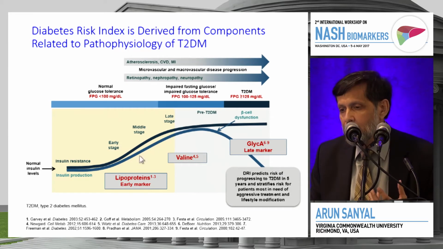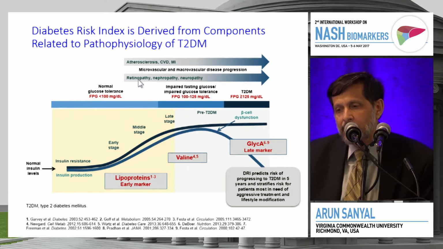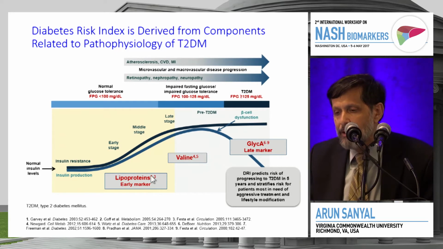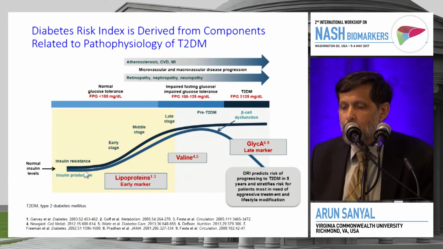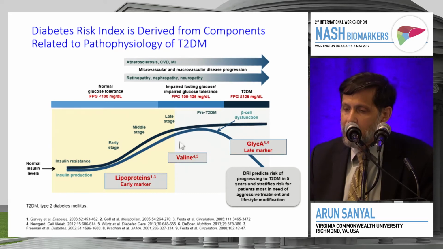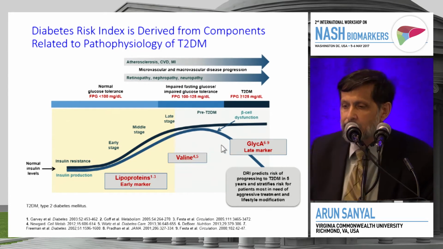But Marjorie Connolly shared this with me, and this is the LabCorp profile. And so this is called the Diabetes Risk Index to predict who's going to get diabetes. So as you go through over here through insulin resistance, and your fasting blood glucose gets above 100, 120 over here, you have these lipoprotein changes as early markers. There's an amino acid signature that occurs later, and then this inflammatory marker, and this relates to beta cell dysfunction.